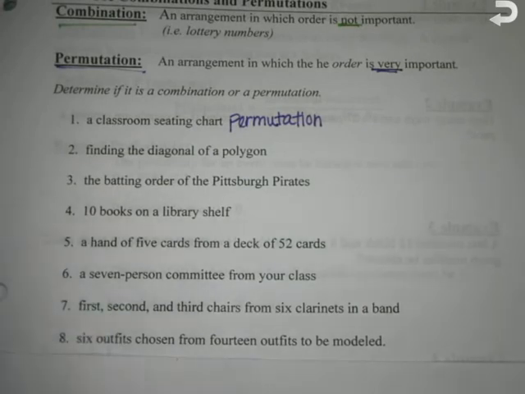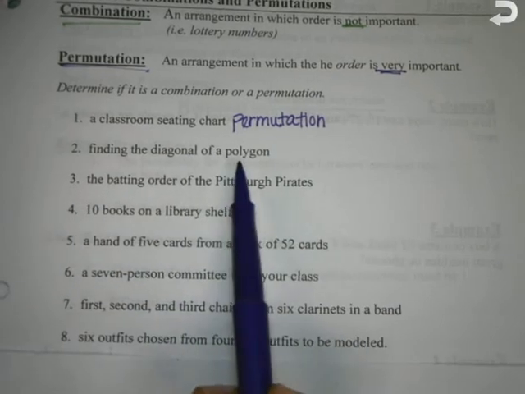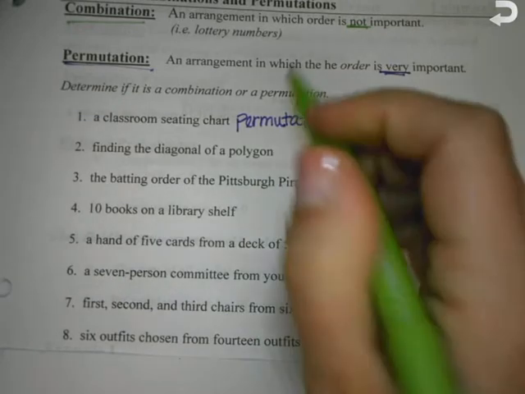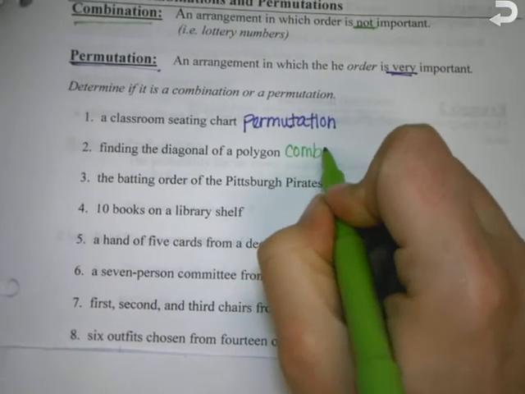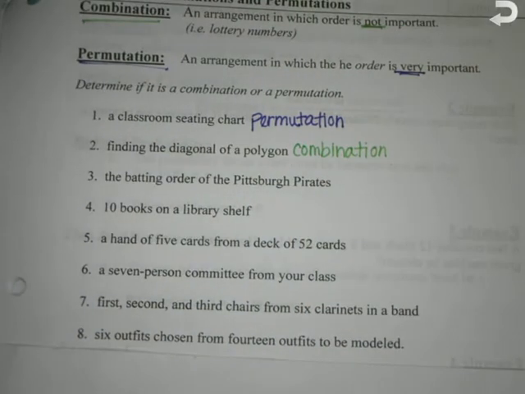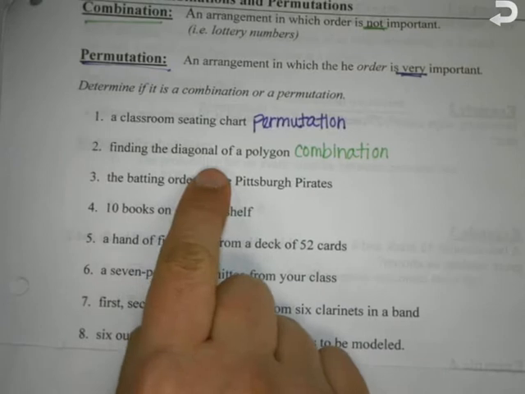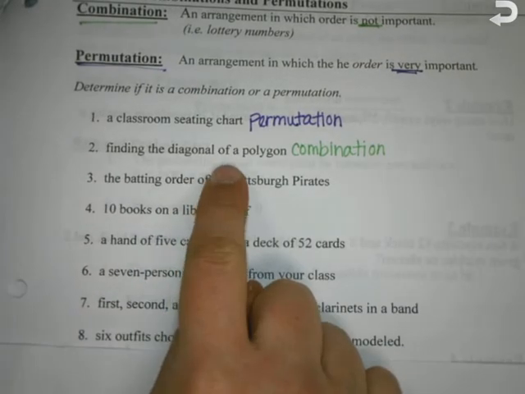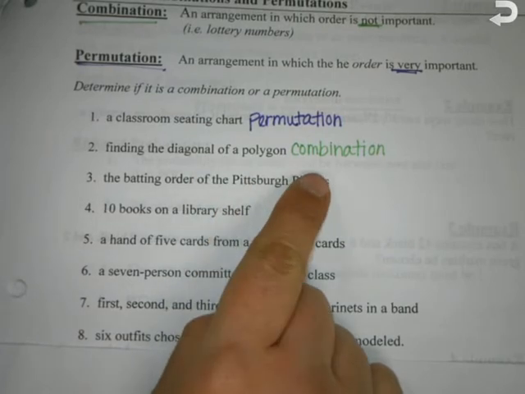So what about number 2? Finding the diagonal of a polygon, permutation or combination? Combination. Let's think about it. When you're doing the Pythagorean theorem, and you know a squared plus b squared equals c squared, does it matter what order you put a and b in? No. The order that you add them doesn't matter, right? Well, c is on the other side. Exactly, but when you put c on the other side, that's pretty important. But we don't know what c is yet. I'm talking about the order that you're adding them in. It's a combination. Okay, thank you, Michael.